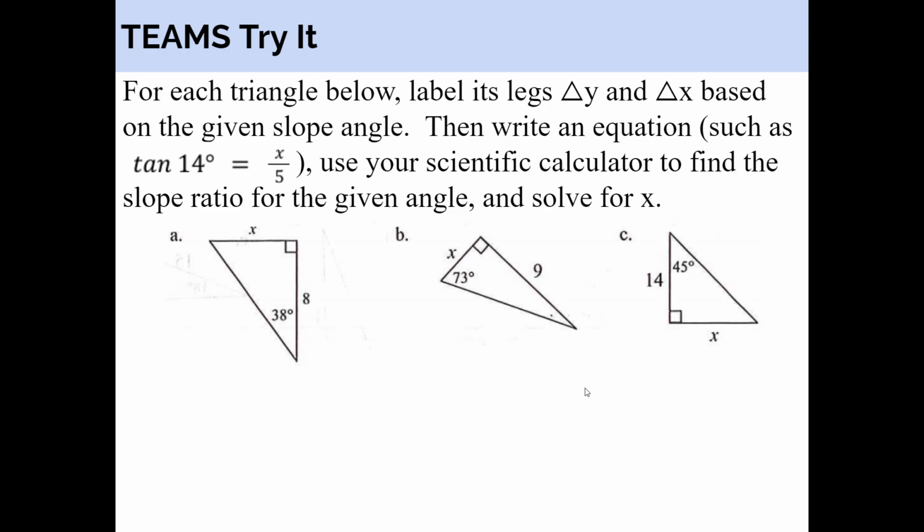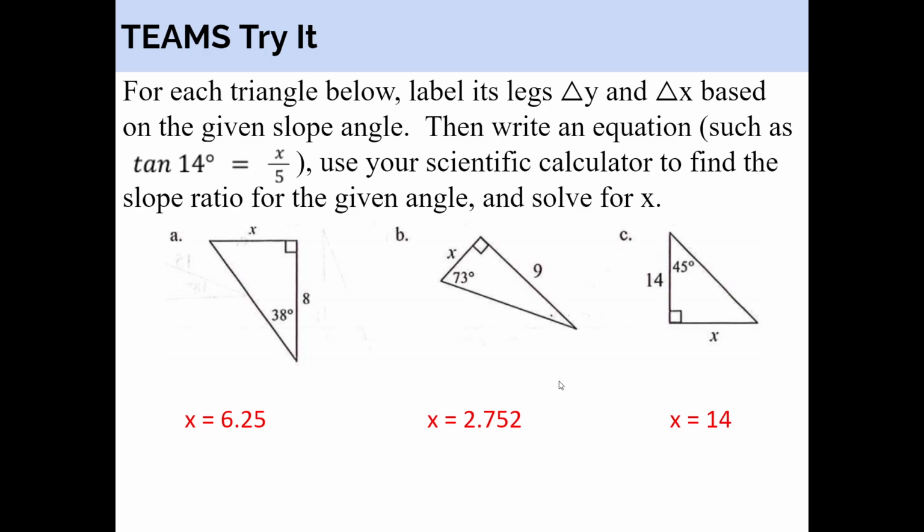All right, moving on. So we have a few more triangles. This is a team try it. So I'm just going to put the answers on the screen. This would be a good time to stop, do the problems, check in with the people around you. Here are the answers. So check your answers.